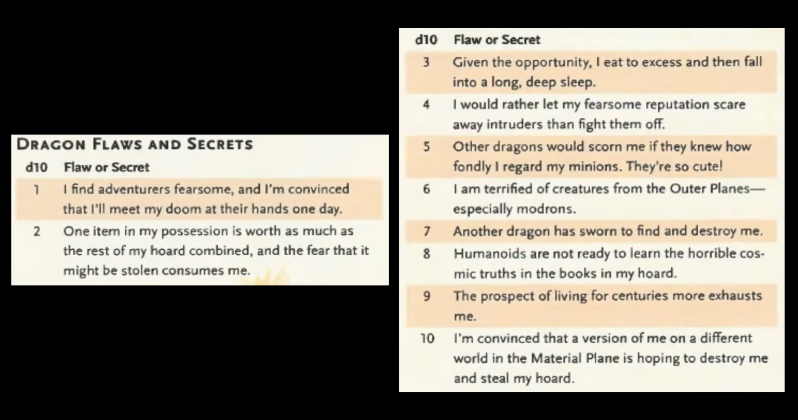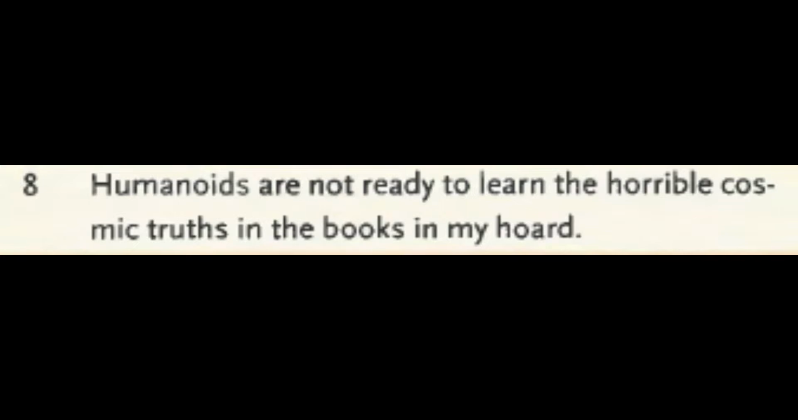Now, for the dragon flaws and secrets, I got number 8, which is humanoids are not ready to learn the horrible cosmic truths in the books in my horde. Now this one I picked because I felt it worked really well with the dragon bond that I got. So again, it plays well into the theme and it synergizes with the dragon bond. So I thought that was pretty cool.